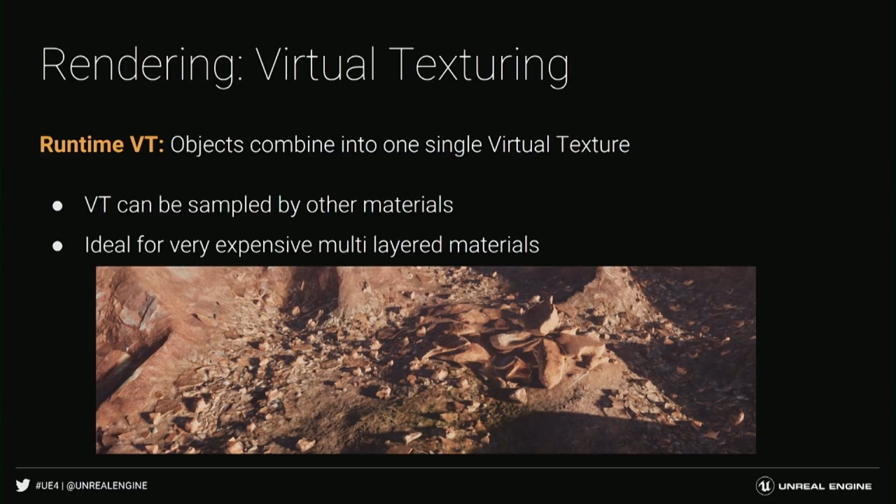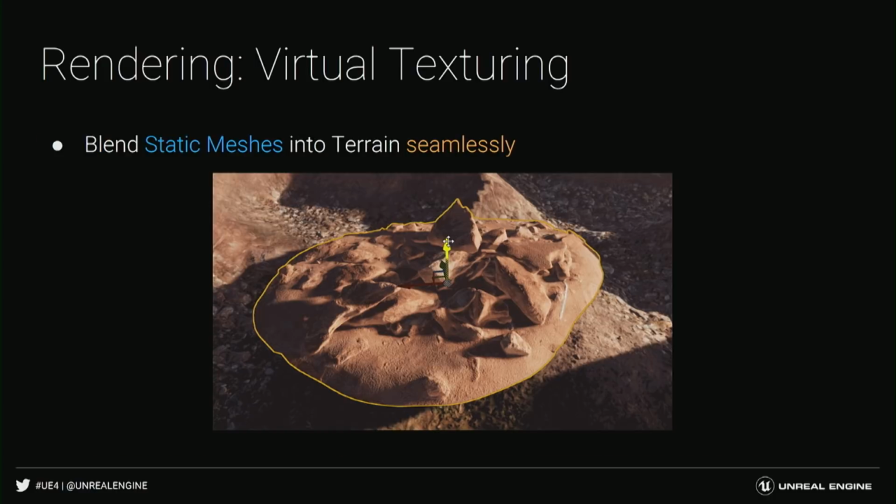With runtime VT, you can have objects combine into one single texture, and then the VT can be sampled by other materials, even those that are contributing to the VT themselves. So you can have roads that are writing to the VT and then displaying the VT, so that you don't have another shader to deal with, but you still get the mesh's ability to cause silhouette and make sure collision matches and everything like that. And as before, it's ideal for expensive multi-layered materials.